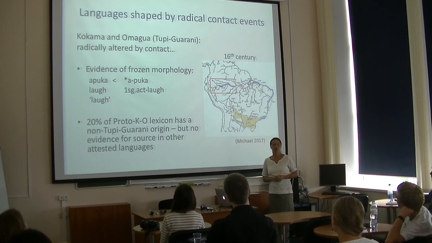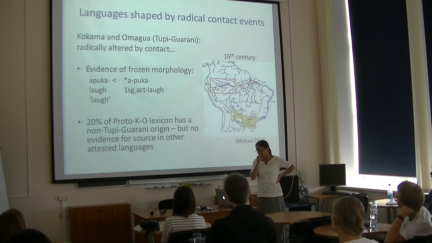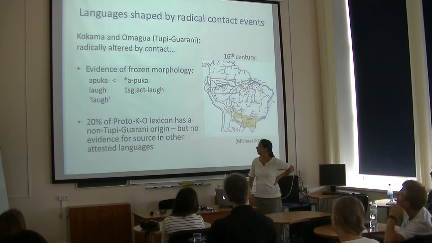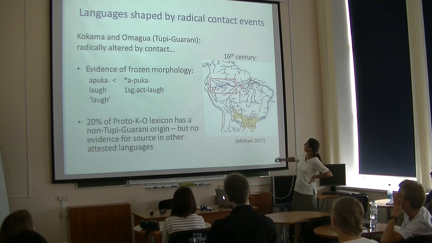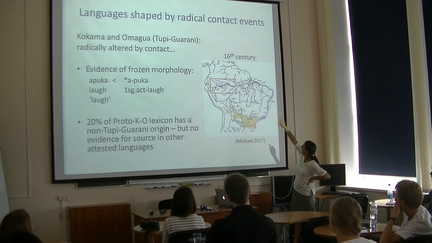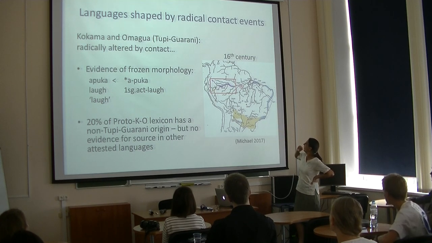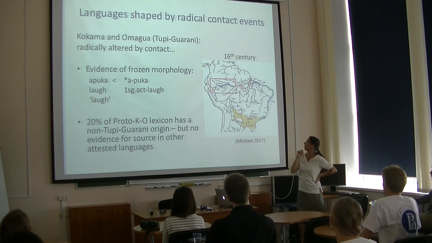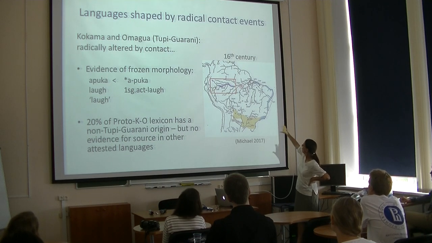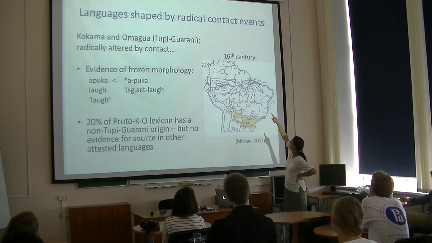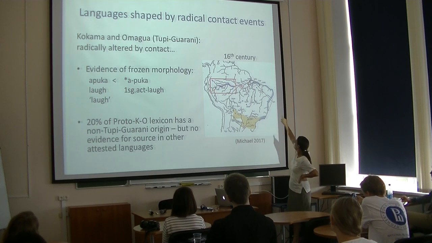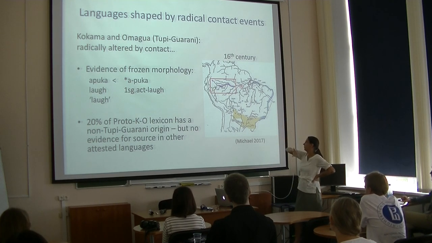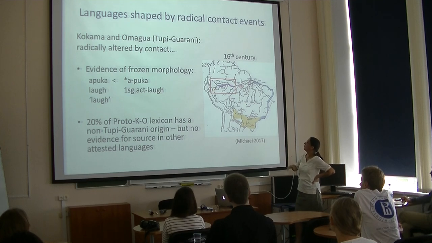And this is work by Lev Michael and his colleagues. So the Tupi Guarani language family is distributed more or less as these pockets of color indicate. This is from a map from Lev Michael's work. This is the 16th century distribution of Tupi Guarani languages. The languages themselves are the black dots, and the colored areas are languages of particular branches of Tupi Guarani, particular spreads.